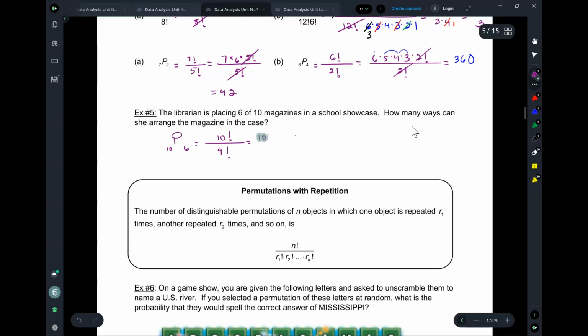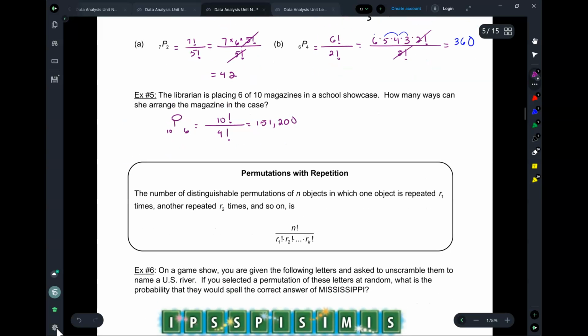You know what? Let's plug this into the calculator. Can somebody plug it in for me? 151,200. Okay, thank you. Let's give each other opportunities.